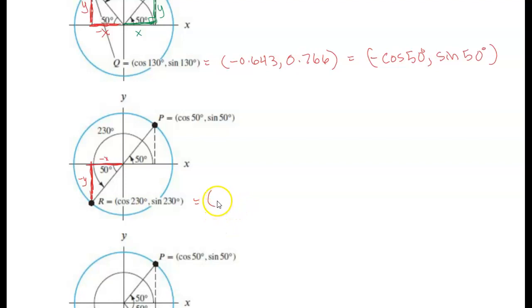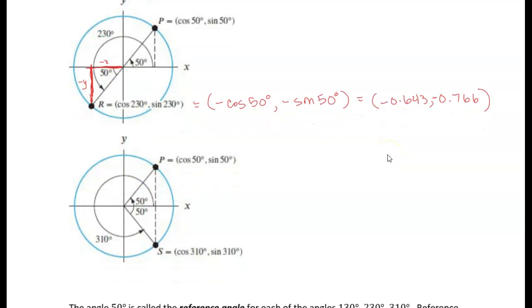So the cosine of 230 degrees is the negative cosine of 50 degrees, and the sine of 230 degrees is the negative sine of 50 degrees. Okay, so if we put in those values, we'll get negative 0.643 and 0.766. Sorry, they're both going to be negative because we're in the third quadrant where both the x and y values are negative. All right. So we can just keep working around the circle.